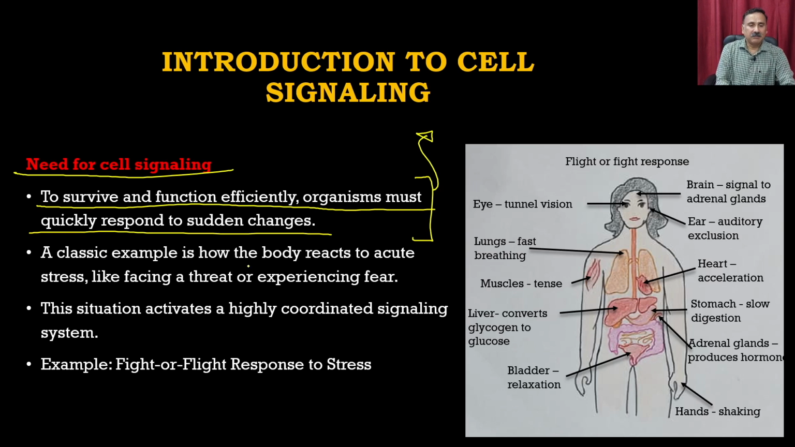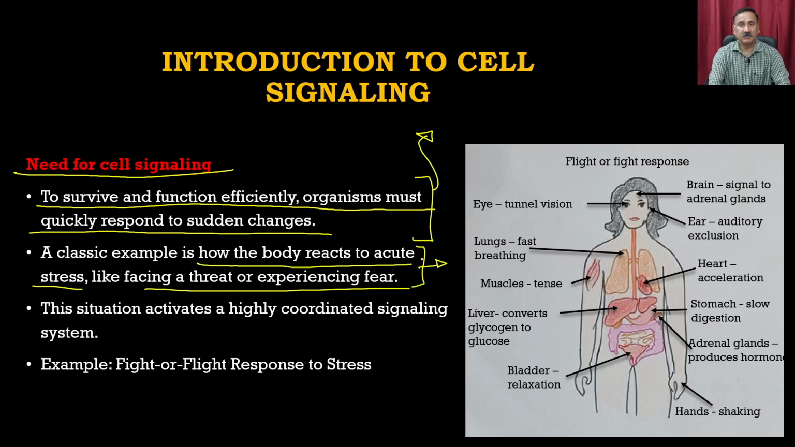A classical example is how the body reacts to acute stress, like facing a threat or experiencing fear. For example, when it is very dark, or when there is lightning, or when there is a cloud burst, and all those kinds of things. It actually creates fear, right? And it creates fear so that your body should be ready for incoming problems, right? Incoming threats.